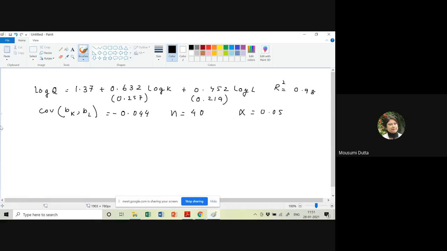The first test is CRS, constant returns to scale. So this is the problem.